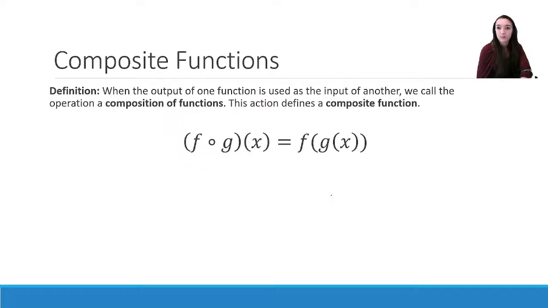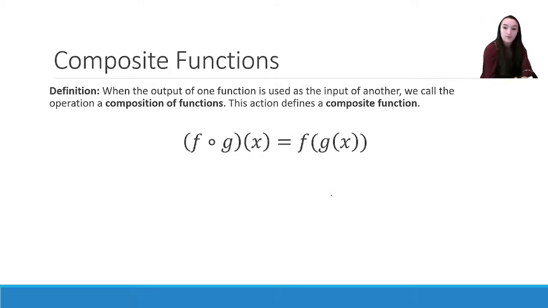The final type of operation that we will be defining is called composition. When the output of one function is used as the input of another function, we call the operation a composition of functions. This action defines a composite function. We will use the circle symbol as the symbol for composition.